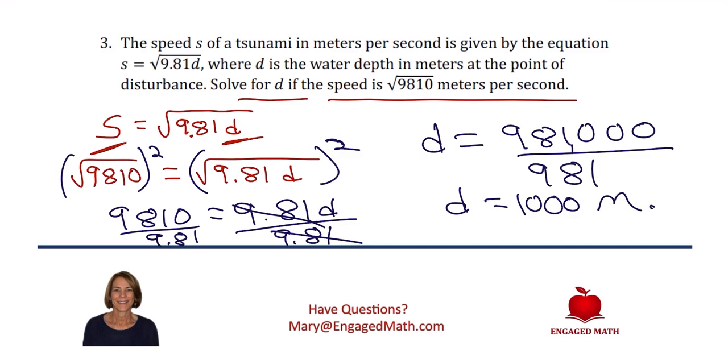So we needed to remember to square both sides, but we didn't actually need a calculator for this. So if you remember, when we square both sides of an equation, we have to check for extraneous solutions. And certainly in this case, if you put 1,000 back into the formula for D, you would get exactly what you should, the square root of 9,810.